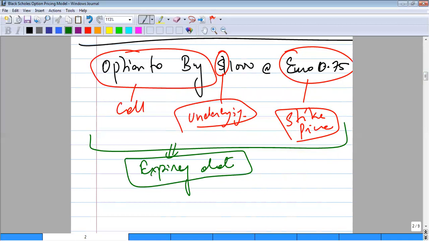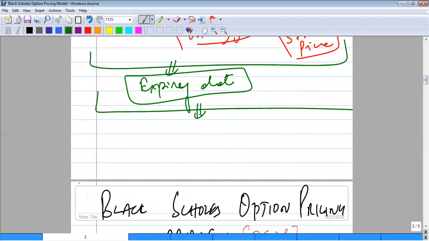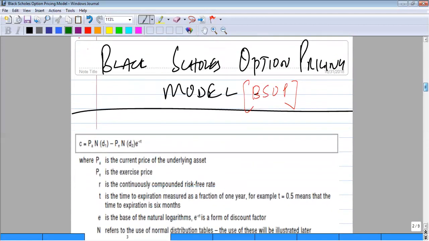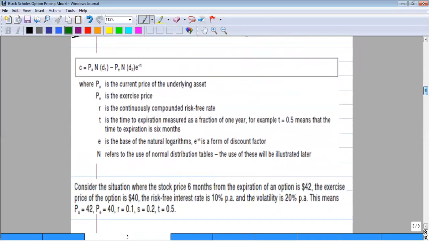So now, basically the important thing is to understand how exactly we value these options. When I talk about the valuation of options, the Black-Scholes option pricing model is one of the models that helps you in the valuation of these options. Now we are going to start discussing the formula for the Black-Scholes option pricing model and discuss what exactly this model is all about.